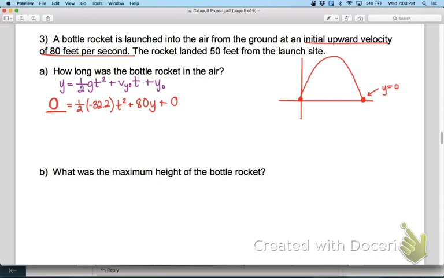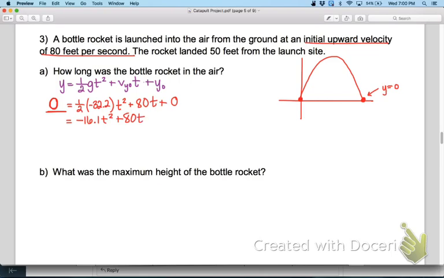So when we set this up, we get negative 16.1 t squared plus 80t. That should be a t, not a y. That's a t. So 80t.